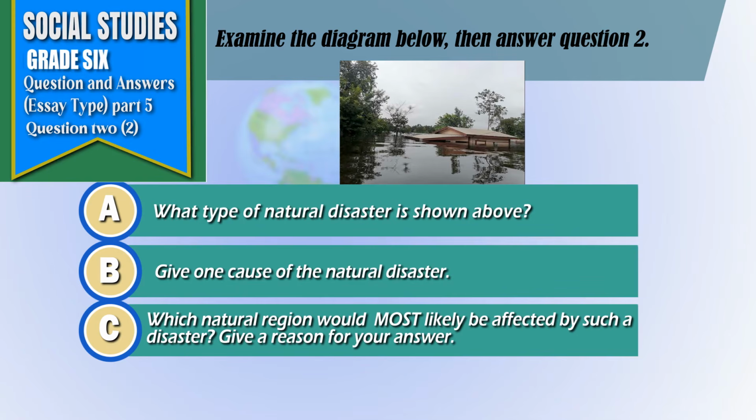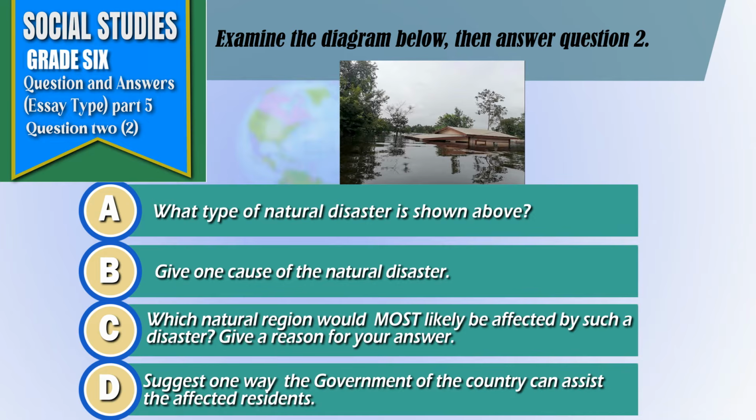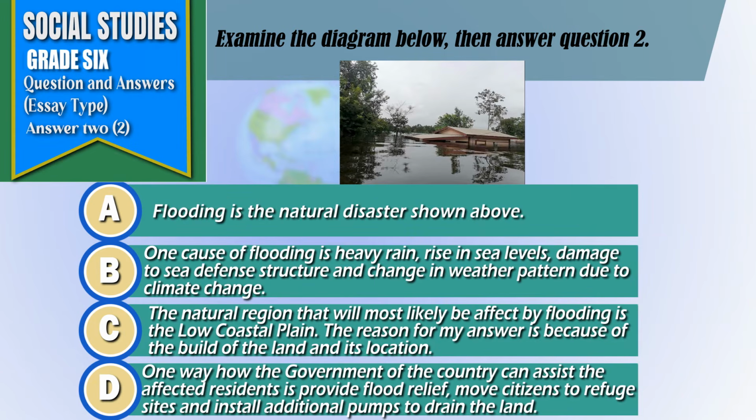And so, boys and girls, if you had written interior savannas or hilly sand and clay region, then because this type of disaster is prevalent or it is now occurring frequently in these other regions, then that answer too is correct. D: Suggest one way how the government of the country can assist affected residents. One way how the government of the country can assist the affected residents is to provide flood relief.